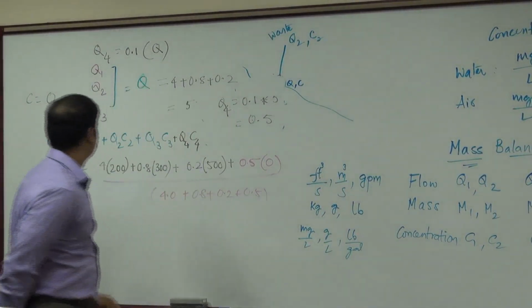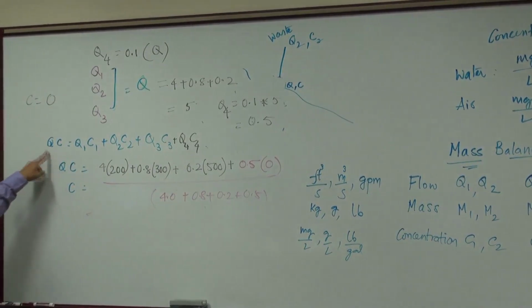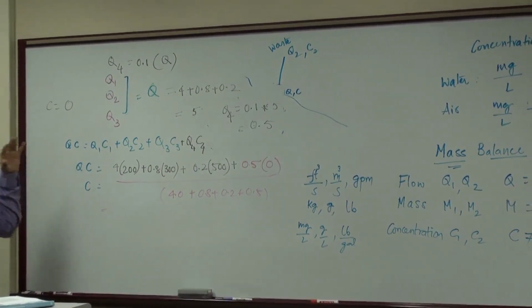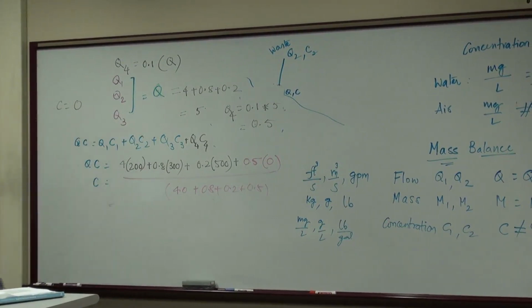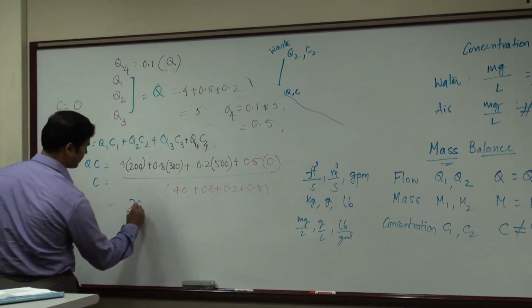Then you have the mass balance, QC, your total concentration is equal to your 4 flows, and then the constant, that's how you get it. So the answer is 207 milligrams per liter.